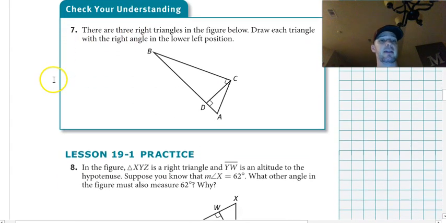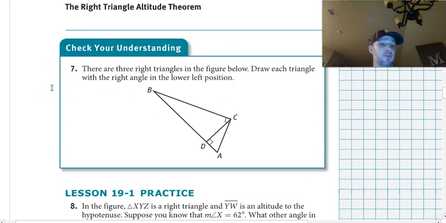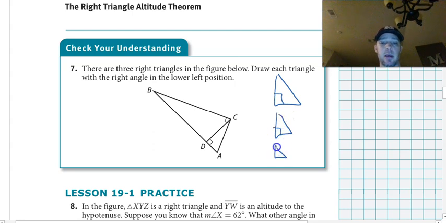So check your understanding. See if you can redraw all these similar triangles, but orient them where the right angle is in the lower left position. So you can draw a big one, a medium one, and a small one, and see if you can correctly label the vertices. Like I know that C on the big one is going to be right here, and I need to label the other 2 pieces as well.